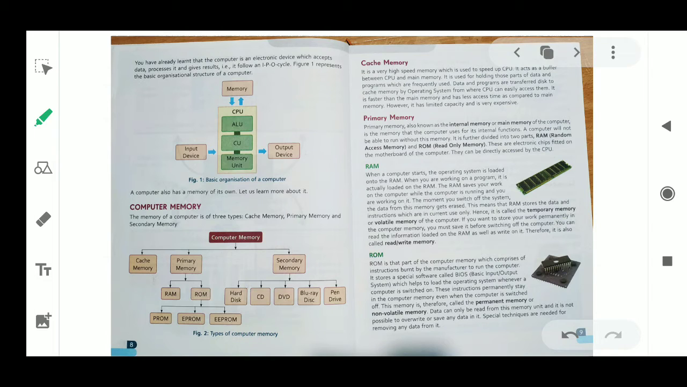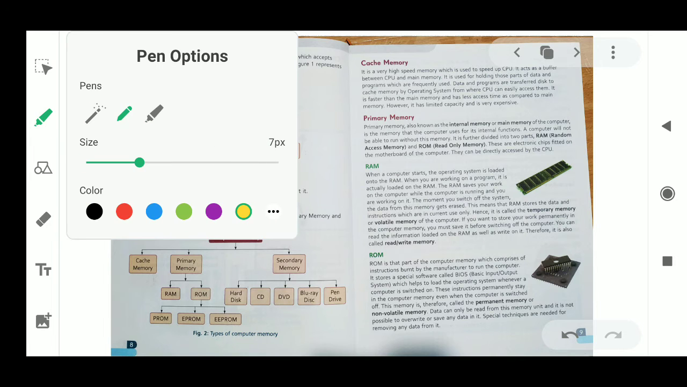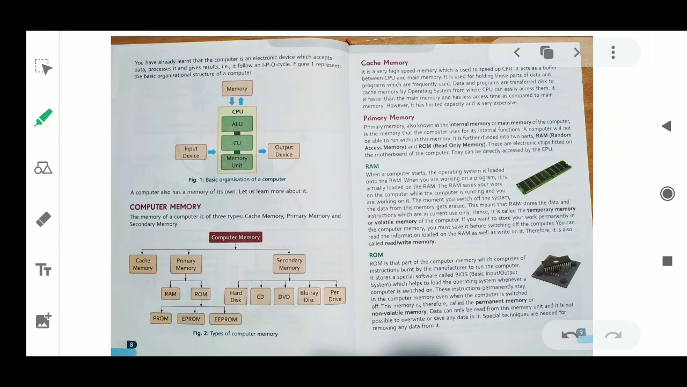Today we will study the basic organization of a computer. Organization means how the internal part of the computer, the architecture of the computer, actually exists. You can see in this picture, this is input. Suppose we give any input, any command, to the computer, it goes to this section.